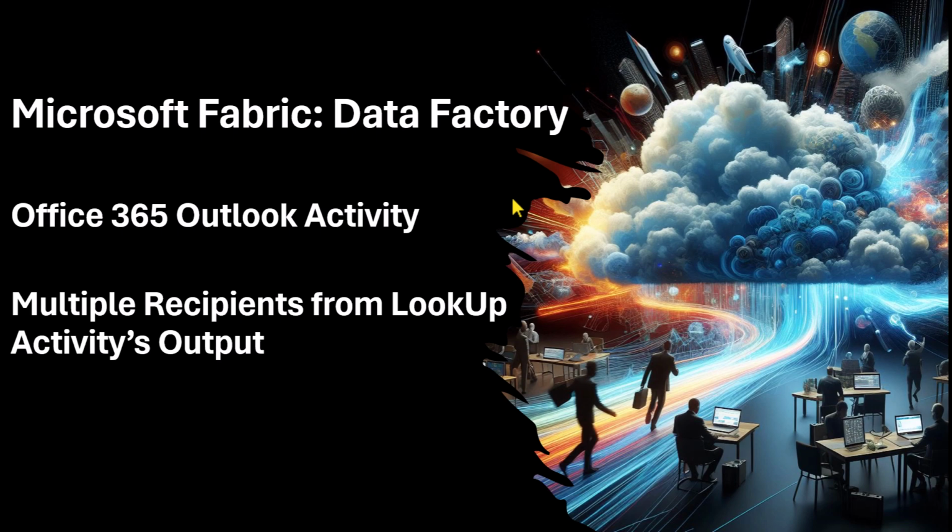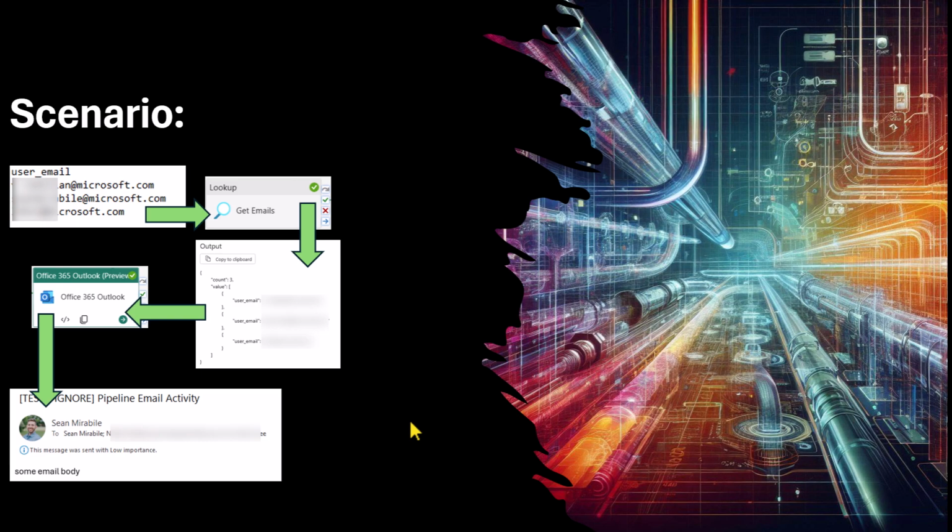This morning I woke up to a message from one of our field team members, a cloud solution architect, stating that their customer is using a lookup activity that is returning a list of email addresses, and they want to leverage the new Office 365 Outlook activity to send an email to that list of recipients. So today we're going to look into how to parse out that lookup activity's output and consume that within the Outlook activity's To list.